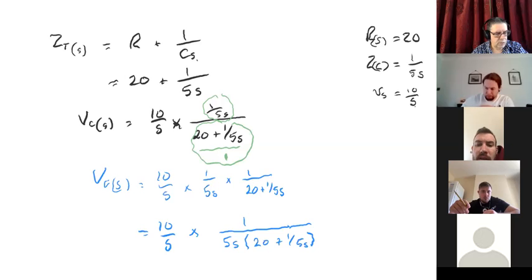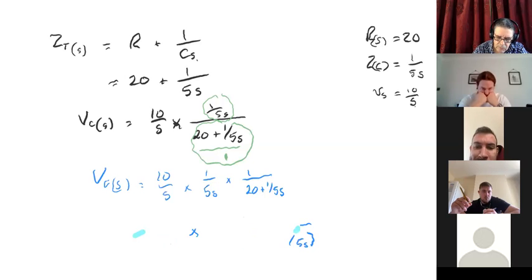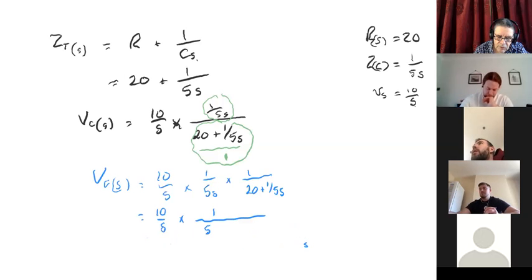I'm running out of room here. Just let me redo that a little bit further up. I need to learn to conserve space a little bit more on this. 10 over s times 1 over 5s, brackets, 20 plus 1 over 5s. All happy with that? And then we can multiply out again.